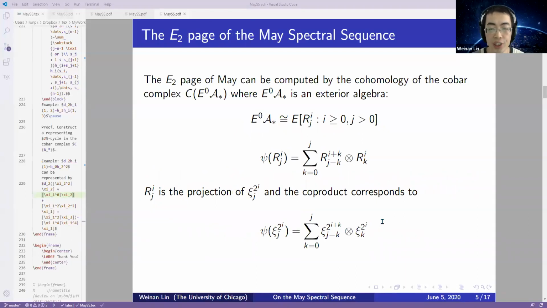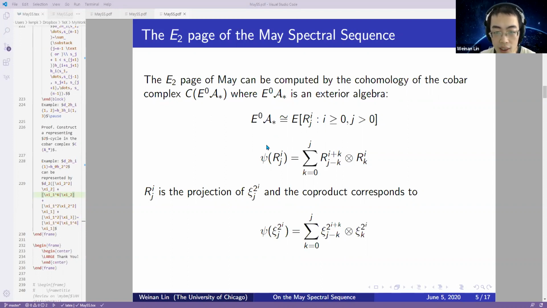Now let's talk about the E2 page of the May spectral sequence. The E2 page of May can be computed by the cohomology of the cobar complex. Remember that the E2 page of Adams is computed by the cobar complex of the dual Steenrod algebra. But now I replace that with the associated graded algebra of the dual Steenrod algebra. If we compute that, we get the E2 page of May. And so what's the structure of the associated graded algebra of the dual Steenrod algebra?